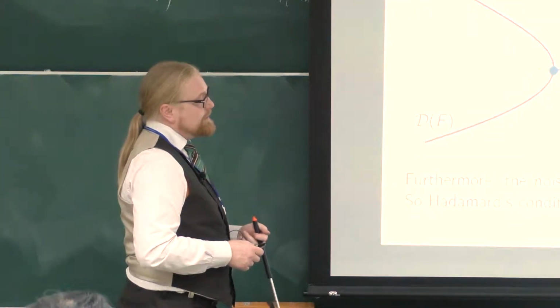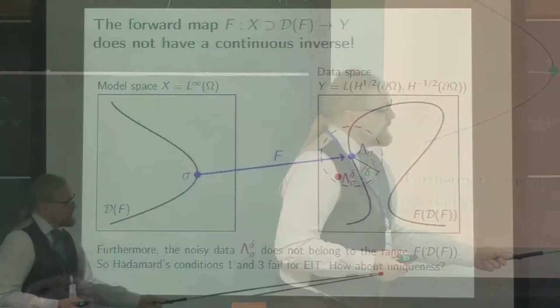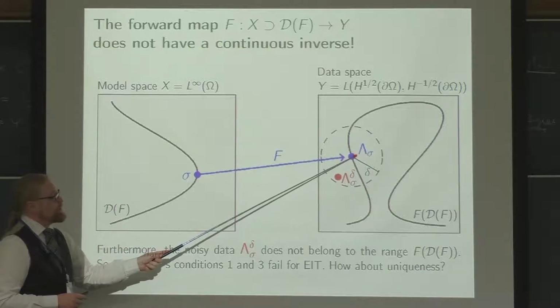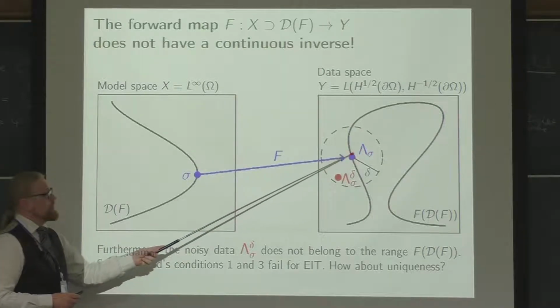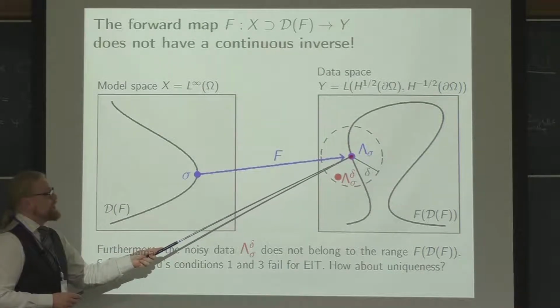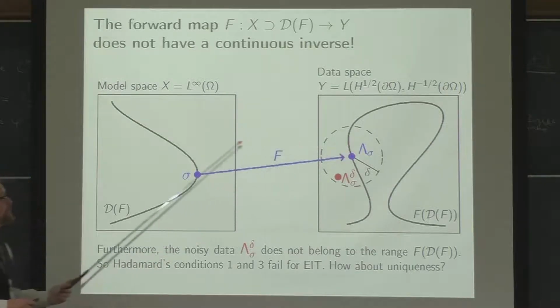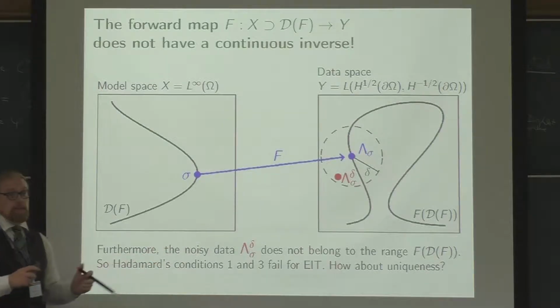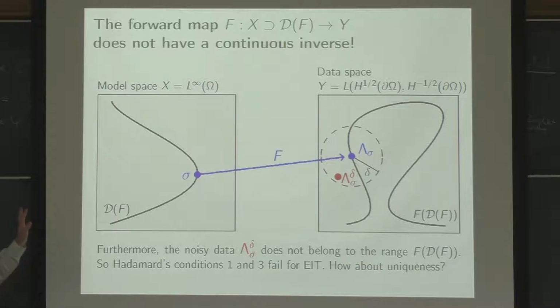Uniqueness: there are many uniqueness results in the literature. If we know this perfect data, can two different conductivities have the same Dirichlet-Neumann map? In some cases this is quite well known, especially in 2D for isotropic conductivities.